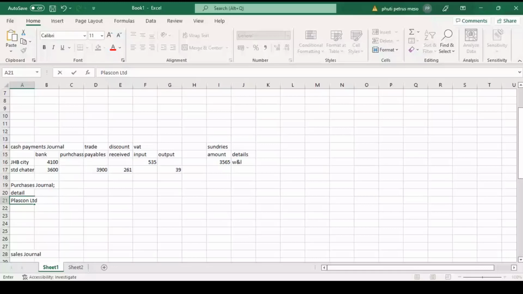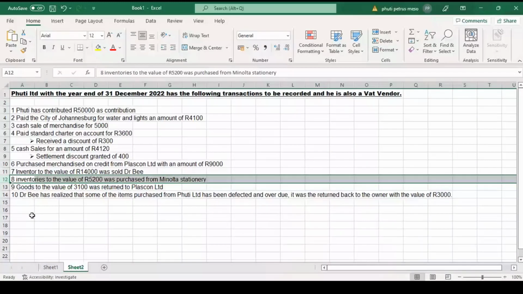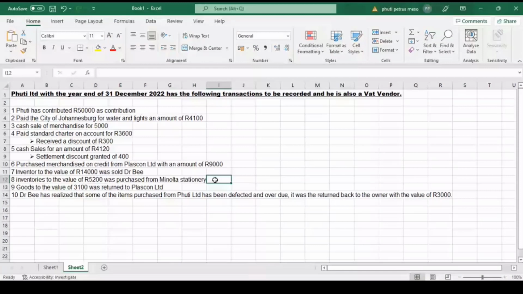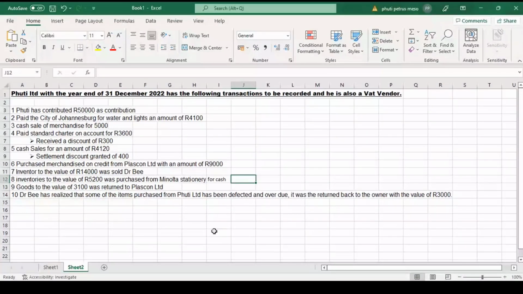Let me just see how much it is. Multiplied by 15 divided by 115. I've got my VAT input with an amount of 1,174, and then the difference, 9,000 minus 1,174, would go under my purchases. So the purchases without the VAT was an amount of 7,826. Makes sense? My people do understand.